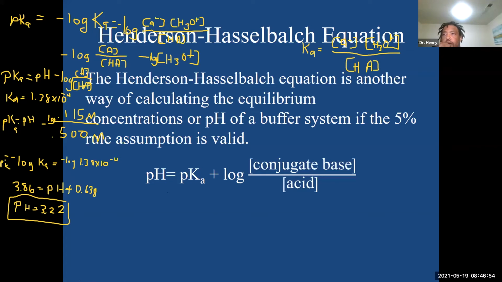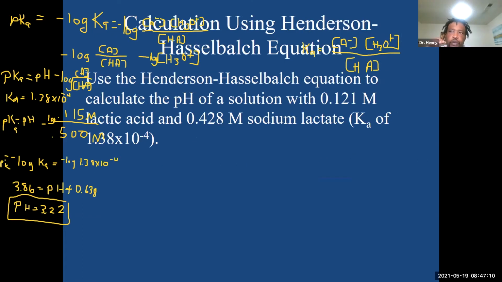Okay. Questions, concerns, Cash? And then again, this is always making the assumption that the 5% rule is valid, and that's usually the case with weak acids and weak bases anyway. Okay, so we just did that problem, so we won't do this problem here. It works exactly the same way, so you ended up with the same answers that you had before.